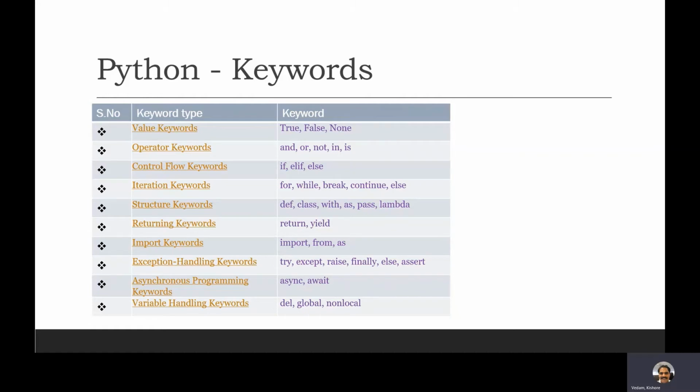The import keyword: during the pip introduction, we used the import statement to import packages. Then exception handling: suppose your program fails on a particular exception, how do you handle it? You have try, except, raise, finally, else, assert. These are the keywords we will use. There are also asynchronous programming keywords and variable handling keywords.